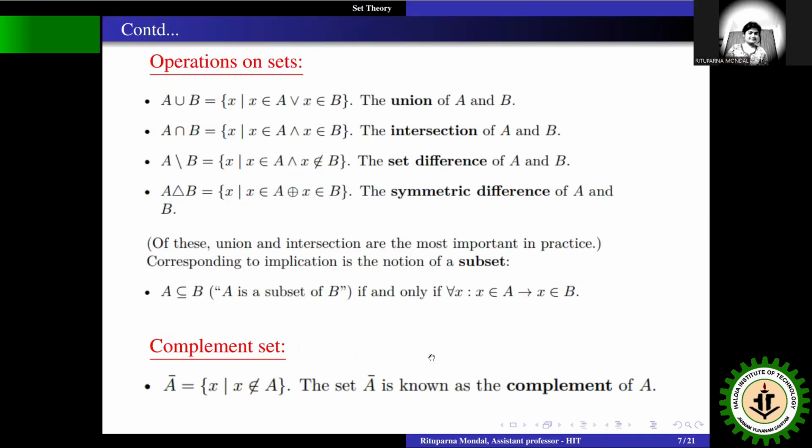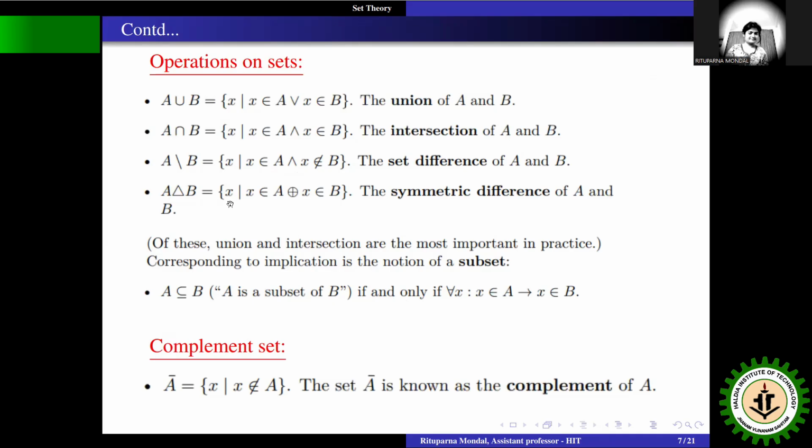Now, there are some operations on sets. First one is the union. This one is the union. A union B means the set containing the elements X such that X belongs to A or X belongs to B. A intersection B means X such that X belongs to A and X belongs to B. Here is the difference of two sets, this is the notation for the difference of two sets A and B. It contains the elements X such that X belongs to A and X doesn't belong to B.